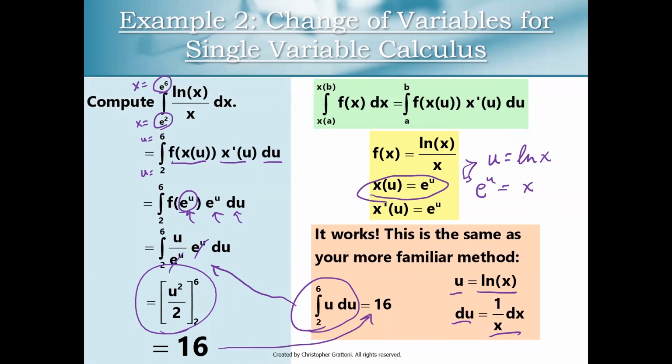All right, so long story short, what we're doing in this chapter is just the multivariable analog of u substitution that you saw in your previous calculus course.